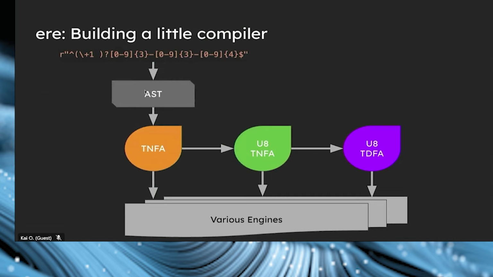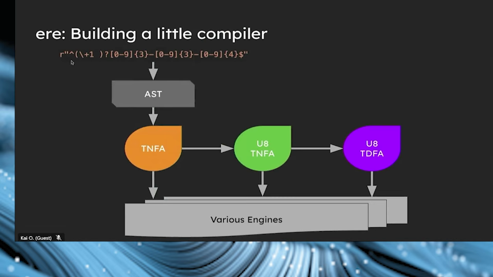So it's an abstract syntax tree. For example, this is basically a concatenation of this parentheses capture group, optionally, and then a concatenation of 0-9 ranges, so any digit, 3 times, concatenated with a dash, and then 3 more digits with a dash, and then 4 more digits.